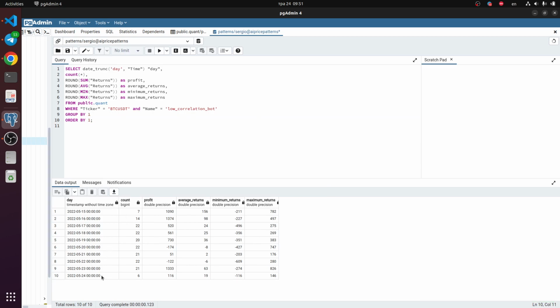We have 10 days. Let's analyze what the profit is during the day. The most profitable day was 16 May. The most profitable day was yesterday. We made about 20 trades during the day, which means we hold a position for about 1 hour.